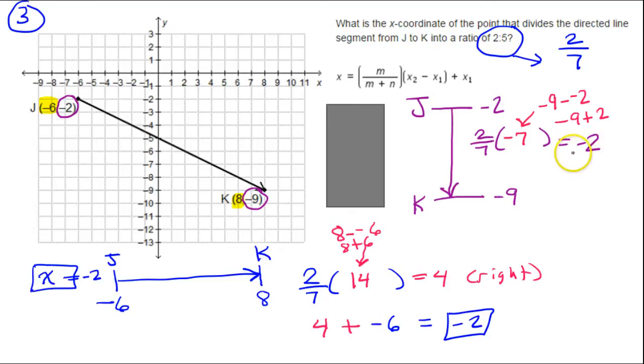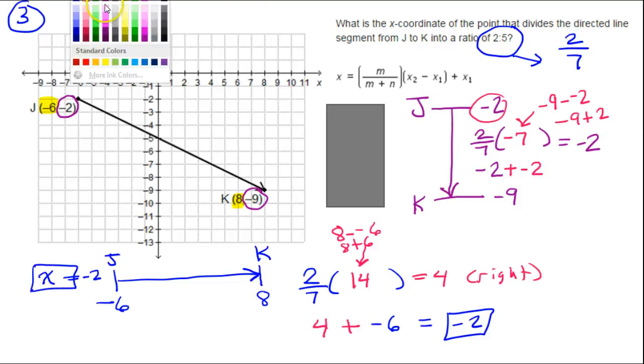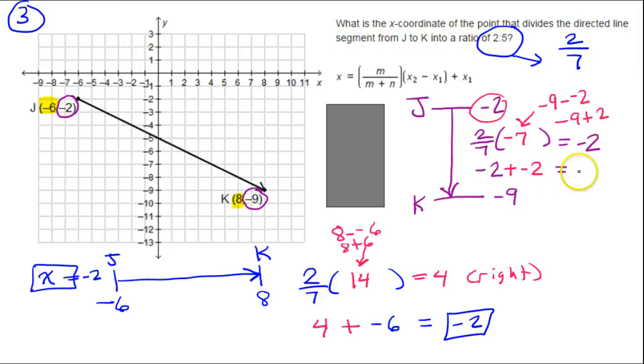Now, to figure out where I land, you take that negative 2 that you just found and you add your starting number. This could get confusing because it involves negative 2 twice. But this is the negative 2 that we just found, and now I'm going to add it on. So I have negative 2 plus negative 2, and that's going to give me negative 4.